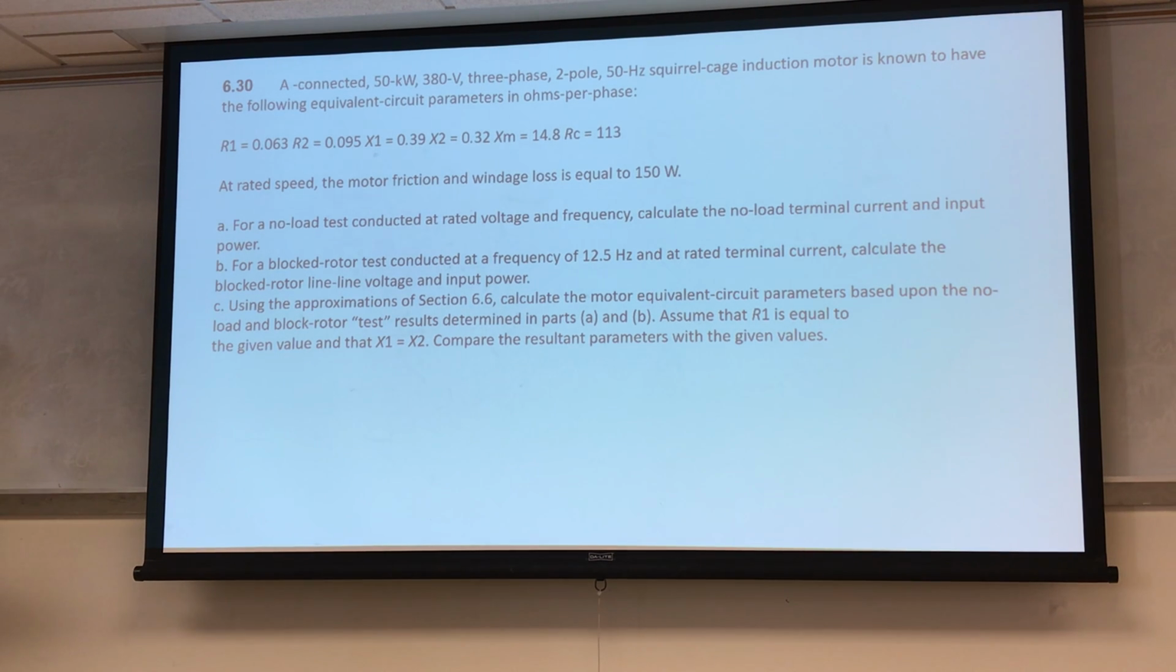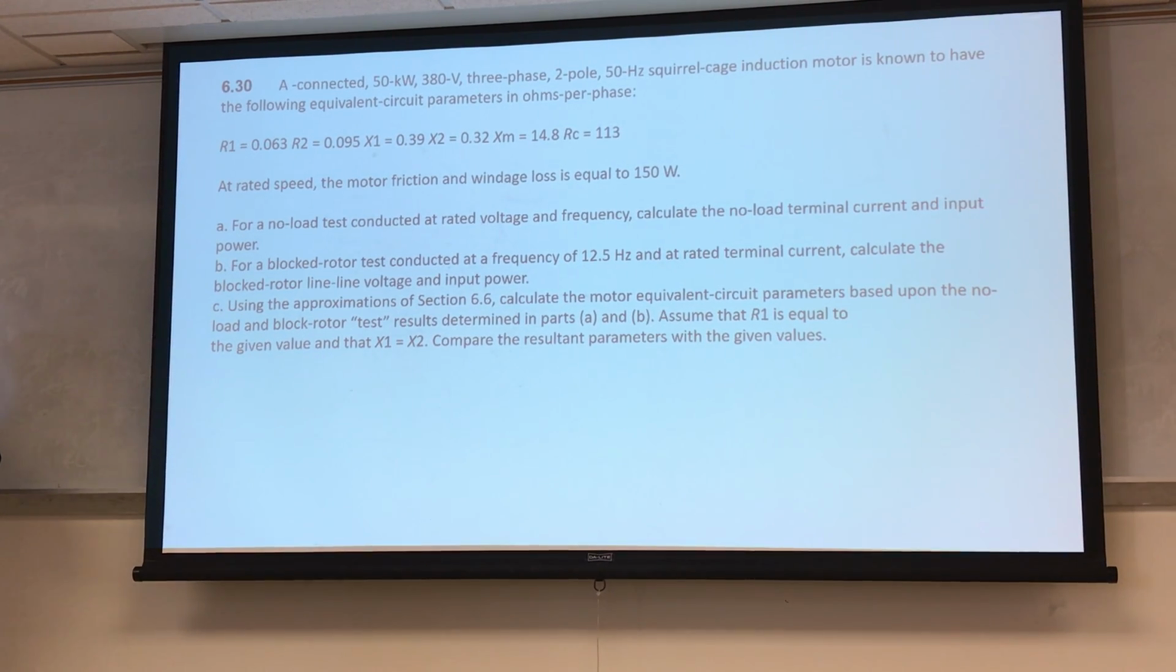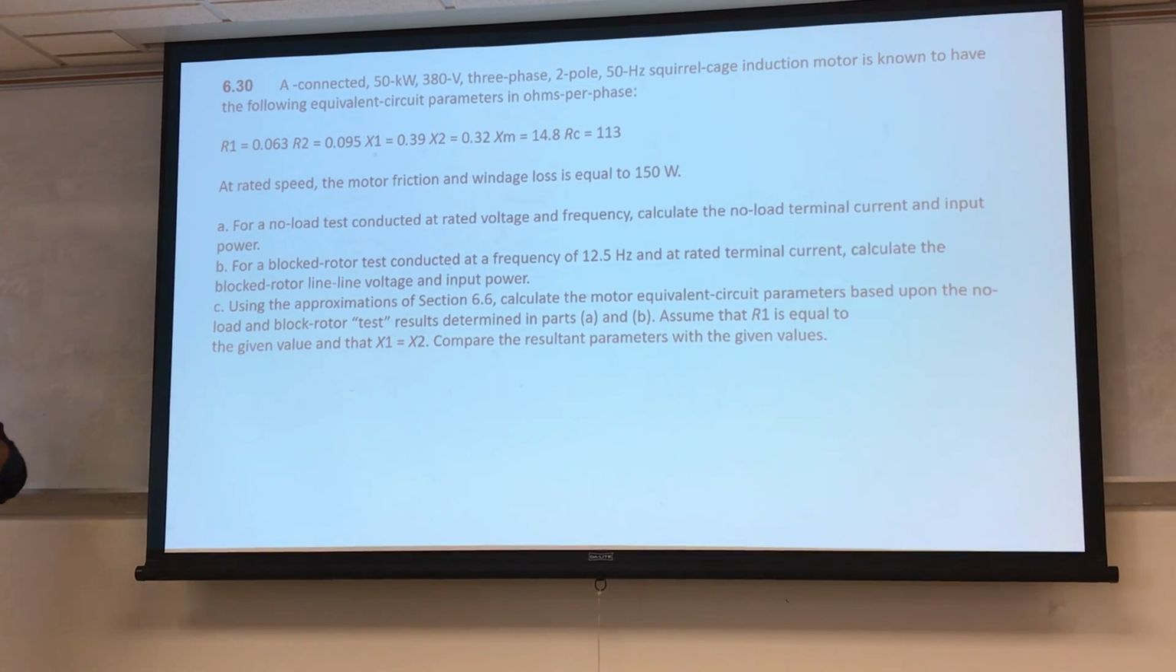Because slip is omega s minus omega m, over omega s. So omega m is 0, and it's 1 minus omega m over omega s, so it's 1. Is this clear?